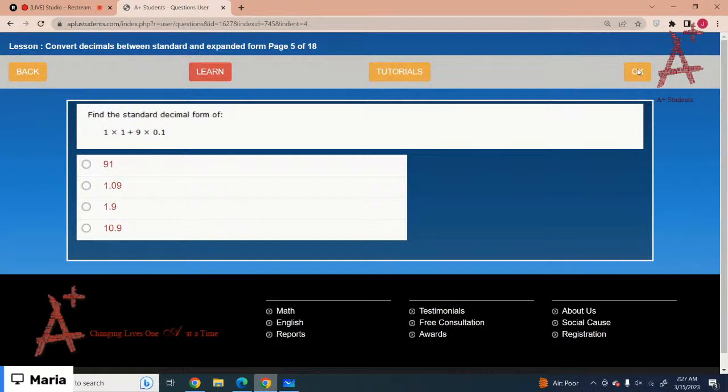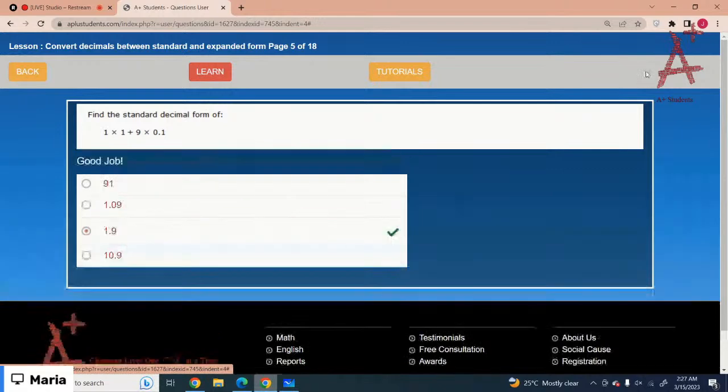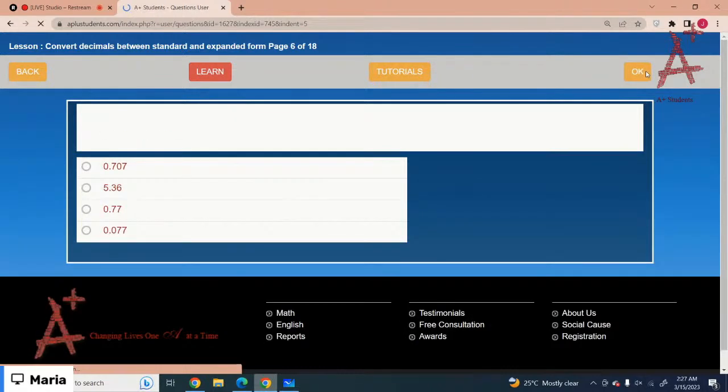Find the standard decimal form of 1 times 1 plus 9 times 0.1. You don't have any decimal here. That means that is a digit at the ones position. Got it? Then you have 9 times 0.1. That means that is a digit at the tenths position. So it would be 1.9. Got it? Yes, it is 1.9. Very good. Okay, 7 times 0.1 plus 7 times 0.01, which is the correct option?